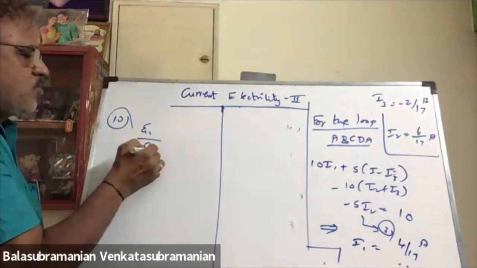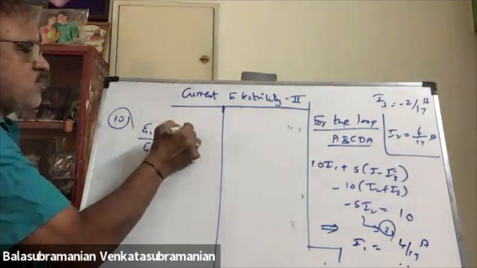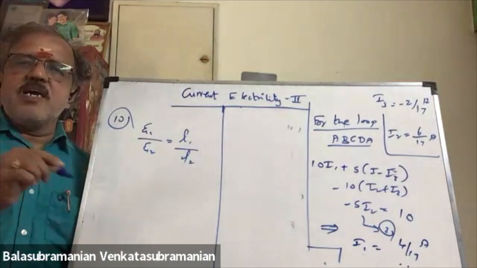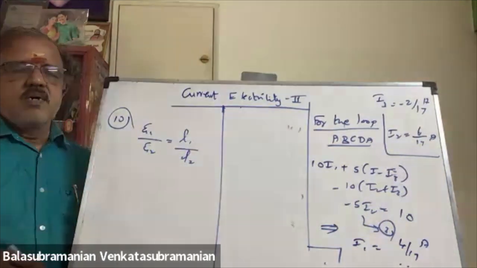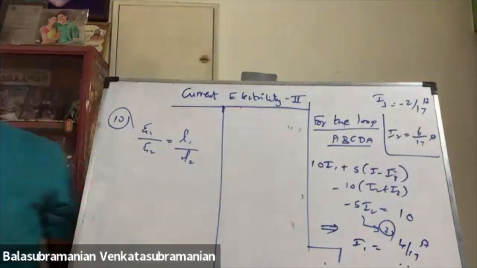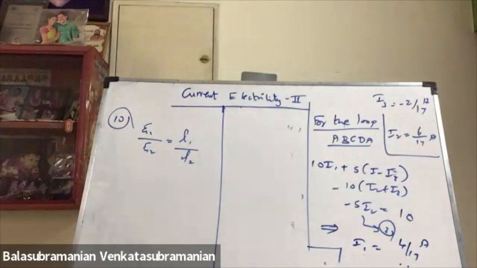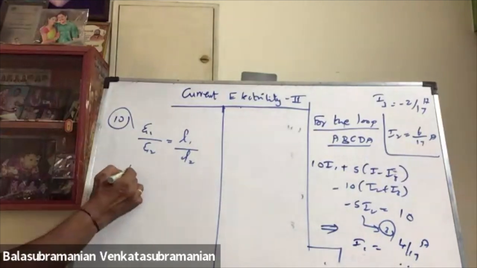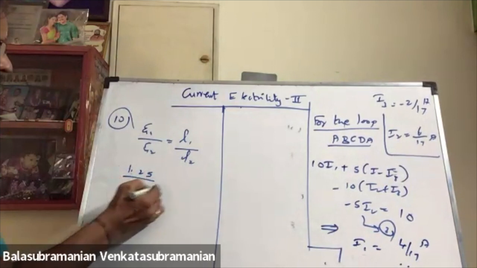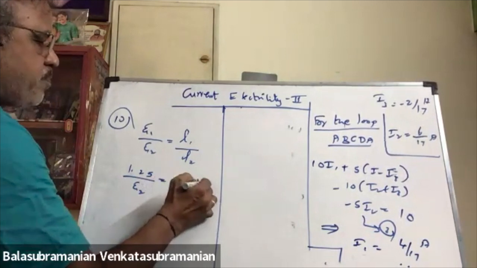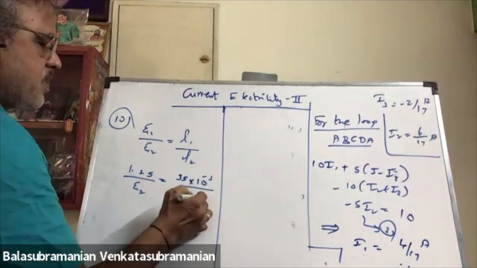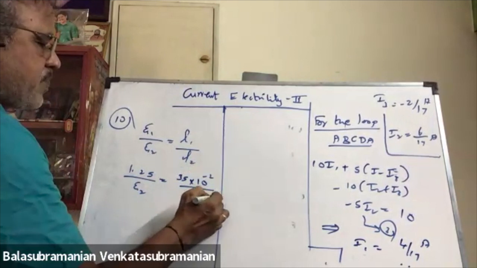Psi1 by Psi2 is equal to L1 by L2. EMF is directly proportional to balancing length. That is the principle of potentiometer. Here Psi2 is asked. First Psi1 value 1.25 volts by Psi2 is equal to L1 35, this is 63. 35 into 10 power minus 3, 63 into 10 power minus 2.